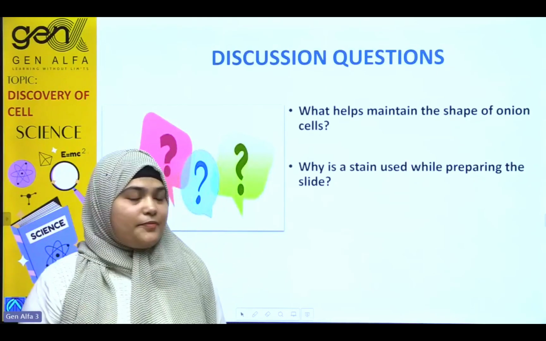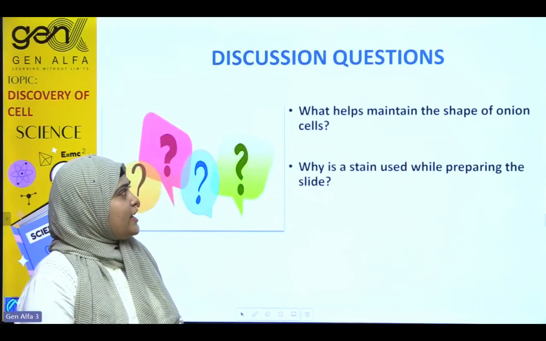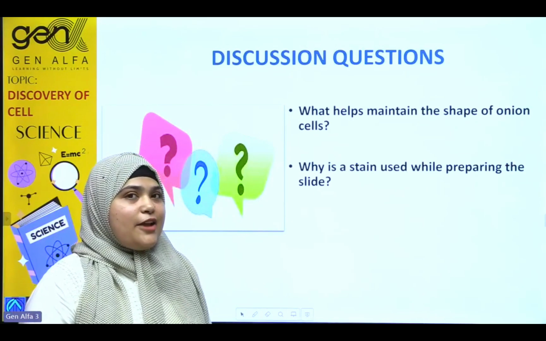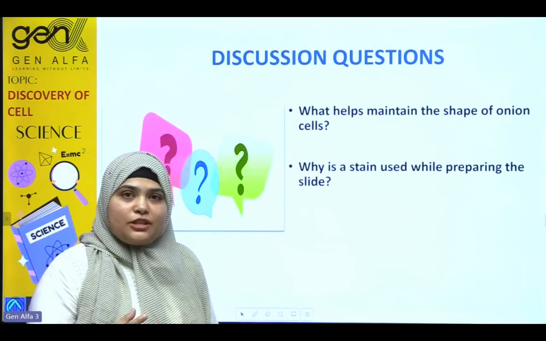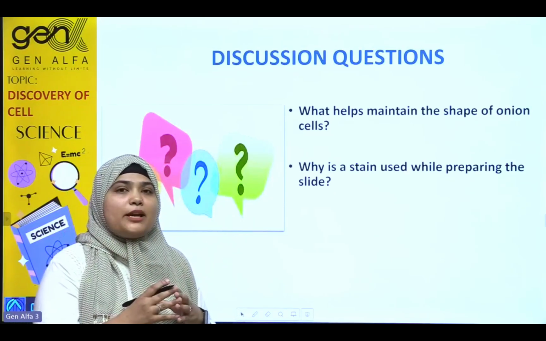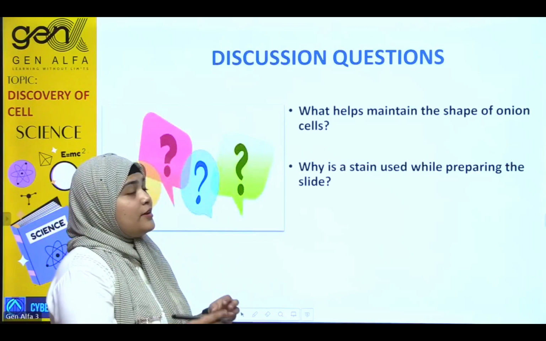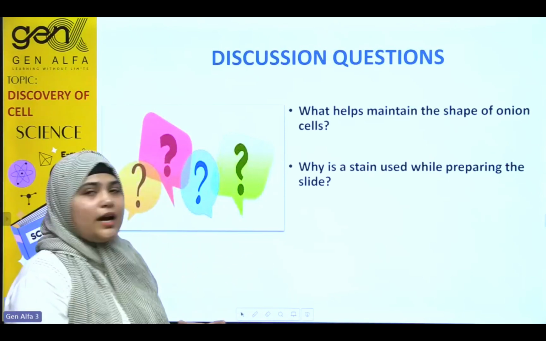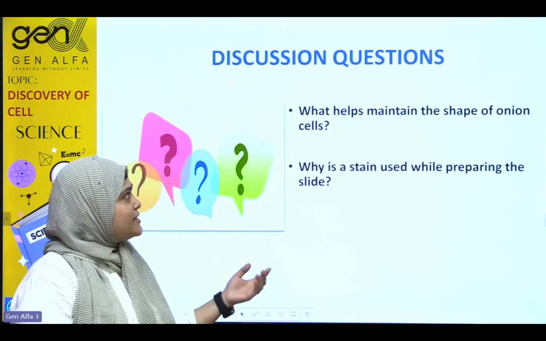Now it's time to have some discussion. Your question number one, what helps maintain the shape of onion cell? When I was showing you the picture of the observation under the microscope, I told you which structure is going to give the proper shape to the onion cell. Of course, it is the cell wall.